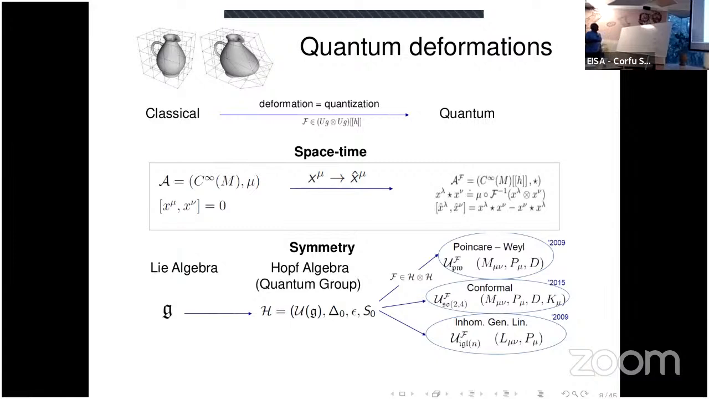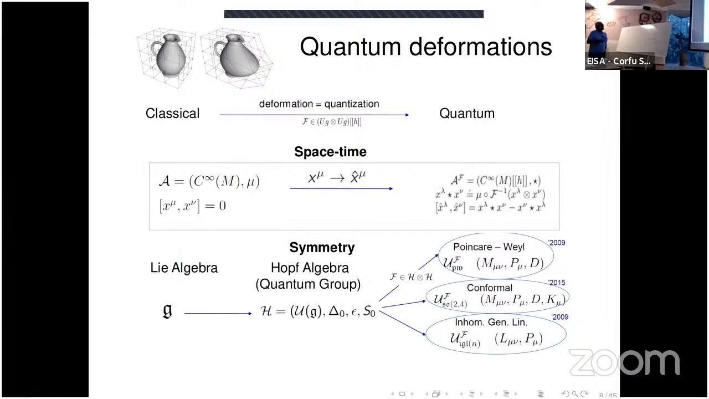And similarly, if we take a Lie algebra, extend it to the universal enveloping algebra and provide it with the Hopf algebra structure, then we have to extend this object to the formal power series, and then we can take the twist and perform different quantizations.